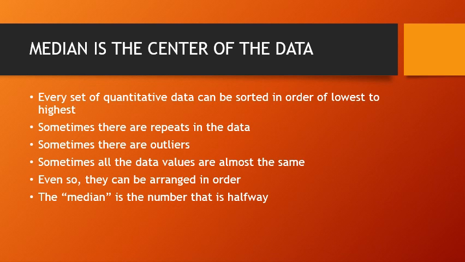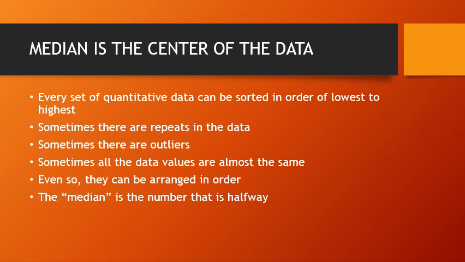Even though in your data set there are usually going to be repeats, it doesn't really matter if you have 5 5s in your data. Just put those 5 5s there. Line them up in order from lowest to highest. Sometimes you're going to have outliers. Sometimes all your data is like 1 through 5, and then you have a 17 in there. That's fine. Still put them in order.